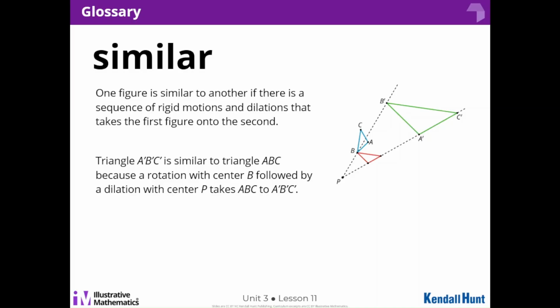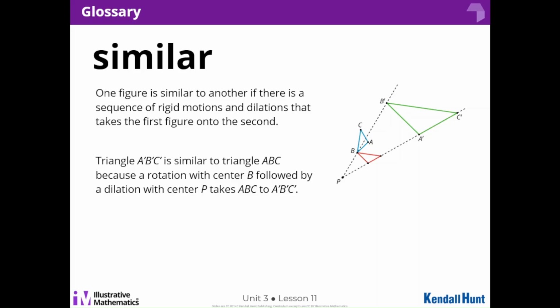One figure is similar to another if there is a sequence of rigid motions and dilations that takes the first figure onto the second. Triangle A prime, B prime, C prime is similar to triangle ABC because a rotation with center B followed by a dilation with center P takes ABC to A prime, B prime, C prime.